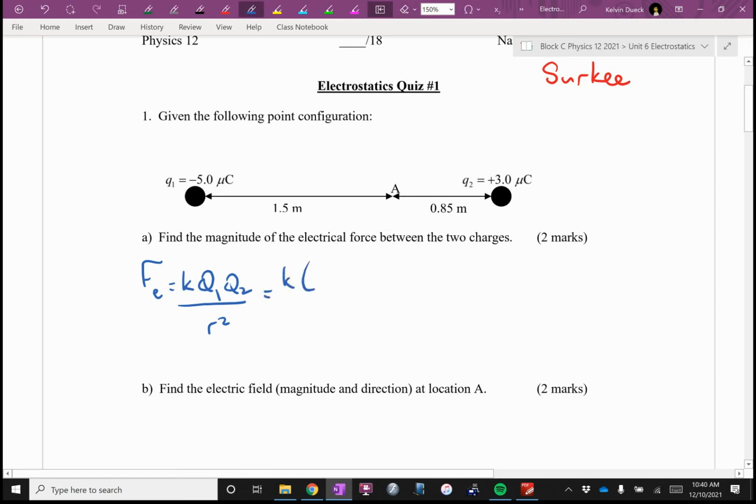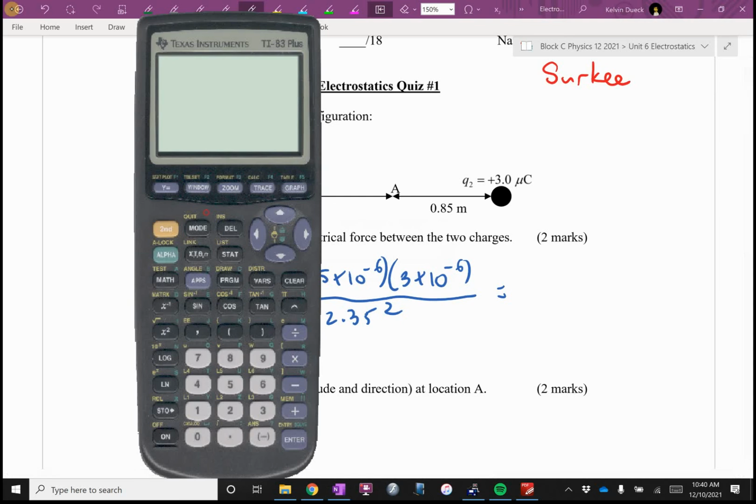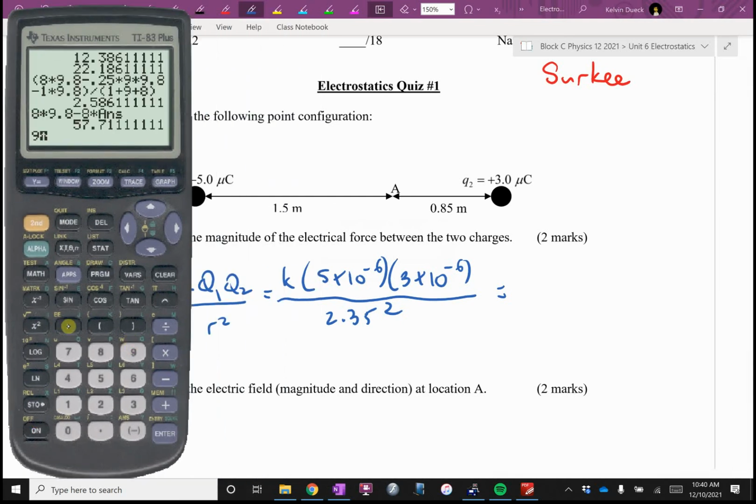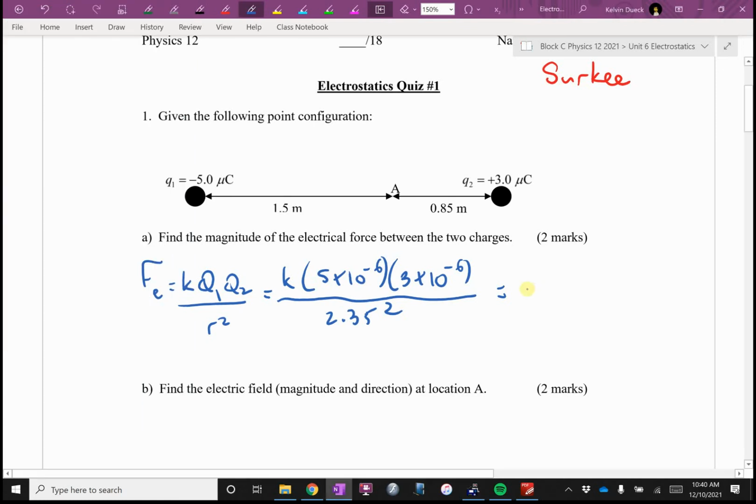It's going to be little k, Q1 5 microcoulombs, Q2 3 microcoulombs, all over 2.35. Ugh. Don't forget the squared. This is not going to work out nicely. I don't know, I haven't done it yet. 9 times 10 to the 9th times 5 times 10 to the negative 6 times 3 times 10 to the negative 6 divided by 2.35. Don't forget the squared, Mr. Dewick. 0.0244, is that what you said? Yeah. Okay. Newtons. I would give you probably 1 mark for that, half mark for the number, half mark for the answer.